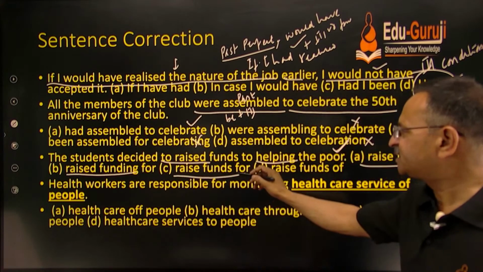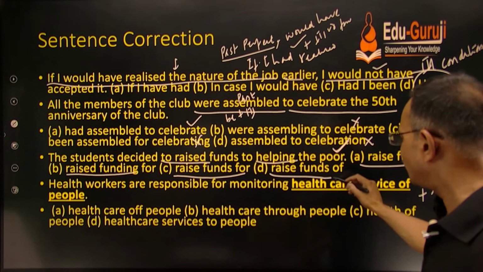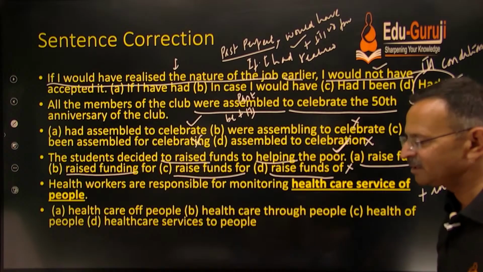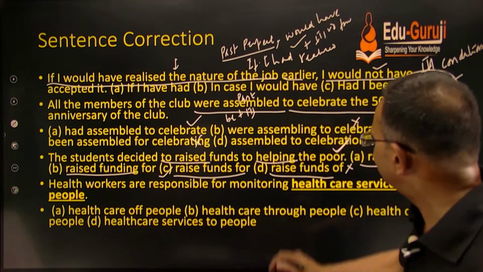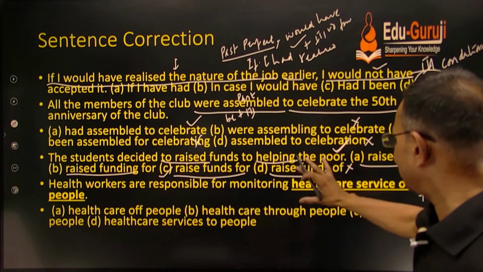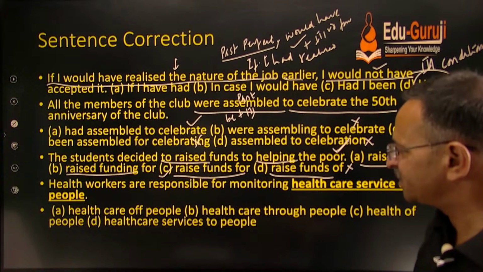To raise funds for helping the poor. "Raise funds of," this can also be incorrect. So the correct answer would be "raise funds for helping the poor." Right. So next, let's go to the next question.